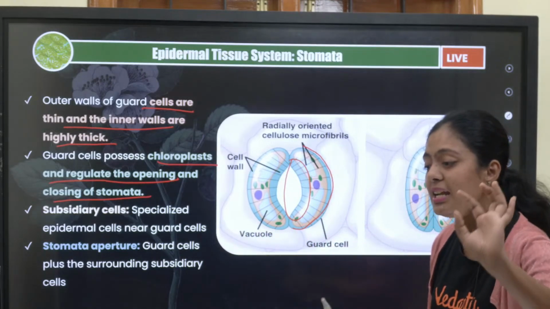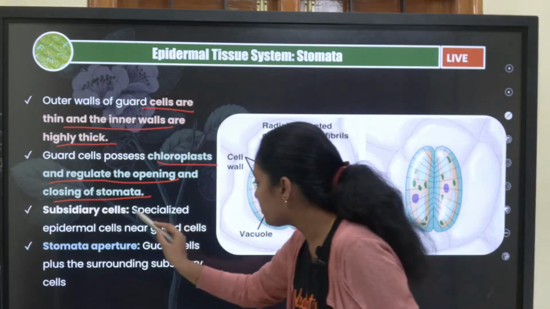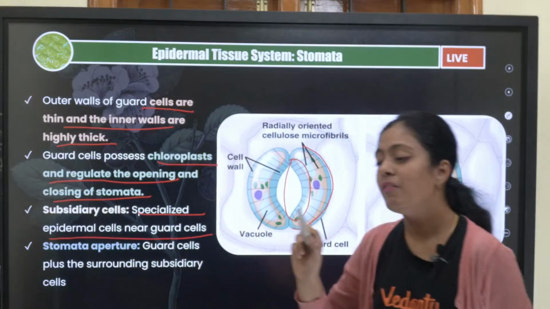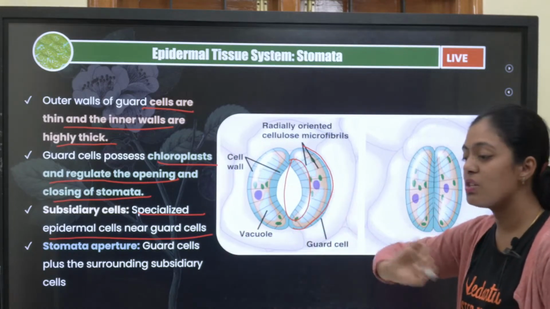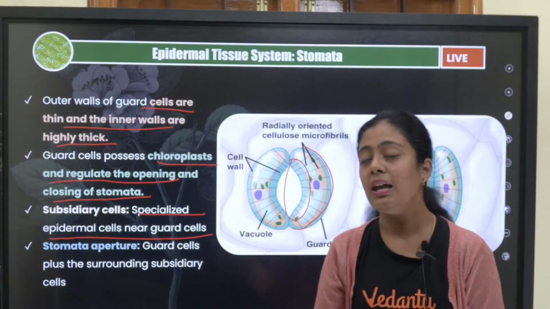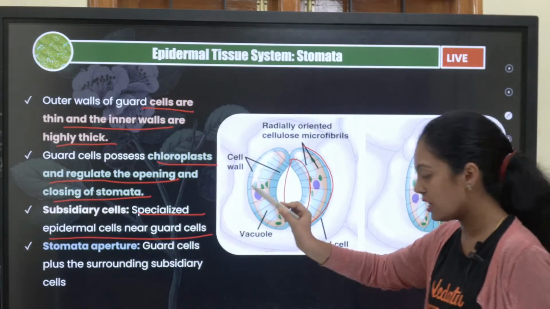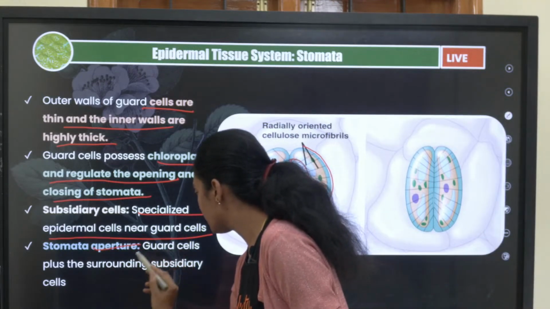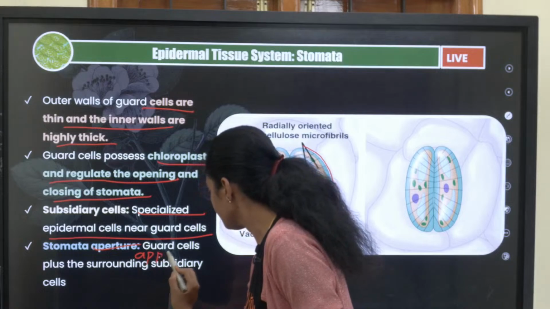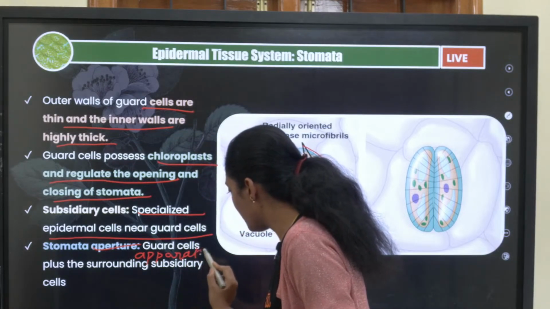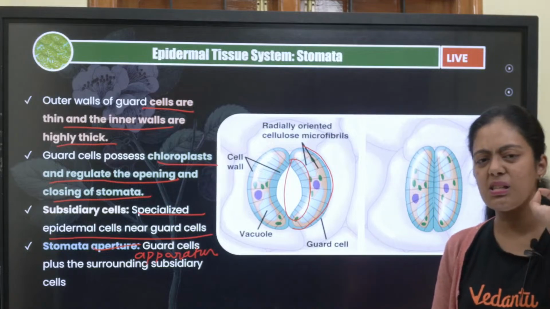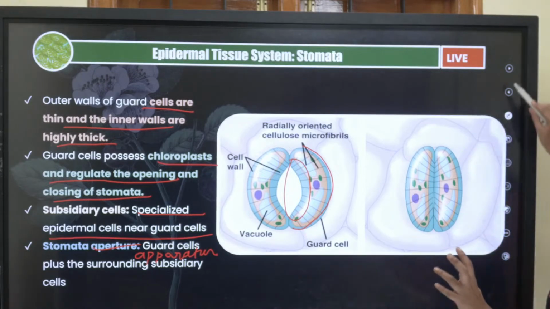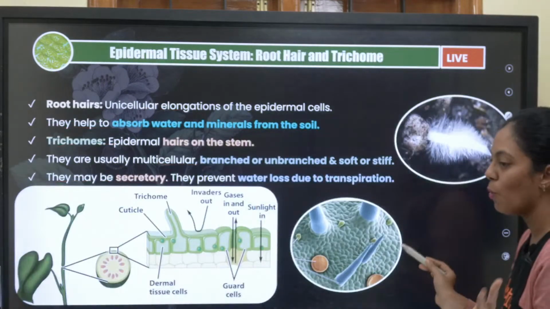Subsidiary cells, I already told you, are specialized epidermal cells present near the guard cell. And this aperture is called the stomatal aperture. Okay, this is the aperture, and this is the apparatus, the stomatal apparatus. Understood? Guard cells are very important. The guard cells control the opening and closing of the stoma.